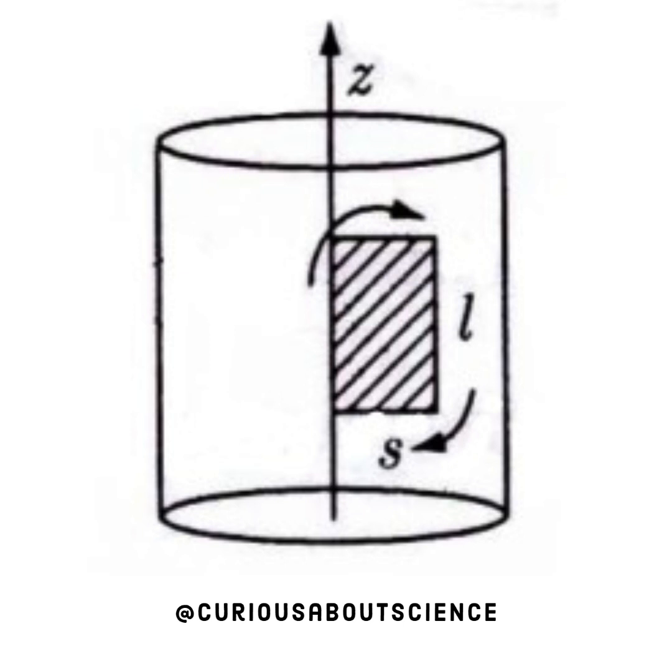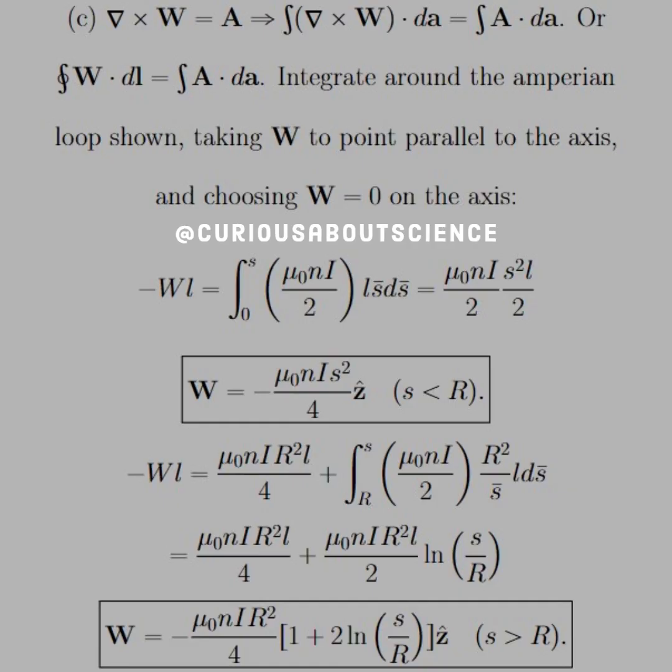Okay. Now we see a diagram of the solenoid with some Amperian loop on it, which we'll use for the next part. So for part C, we have that the curl of W equals A. So if we integrate, we get the integral of the curl of W dotted with dA, which is equal to the integral of the A vector dotted with dA. And then we can use Stokes' theorem to put that in terms of a closed line integral of W dot dL. Again, that equals the integral of A dot dA.